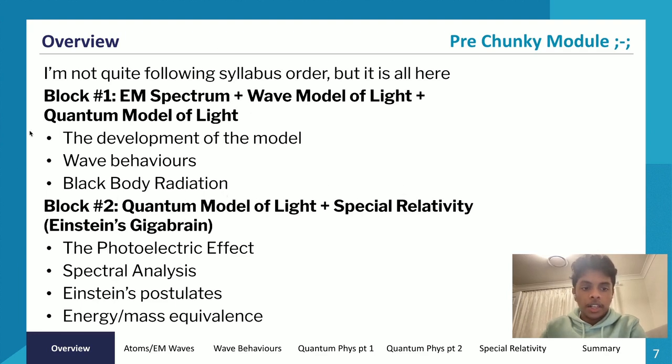So in our first hour, or maybe less than an hour, we'll aim to cover the electromagnetic spectrum, the wave model of light, and the quantum model of light. Within this block 1, we'll be going through the development of the models of light, the wave behaviors, and blackbody radiation. Learning about blackbody radiation will then segue us nicely into the second block, which will be looking at the quantum model of light and special relativity, which will then, I'll be flexing Einstein's gigabrain. In the second block, we're going to be looking at the photoelectric effect, spectral analysis, Einstein's postulates, and the energy mass equivalence.